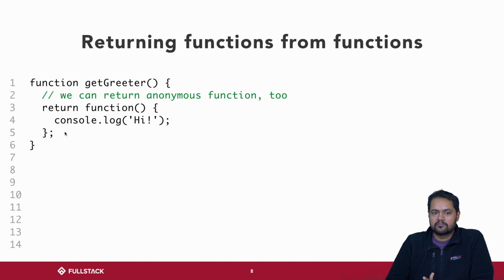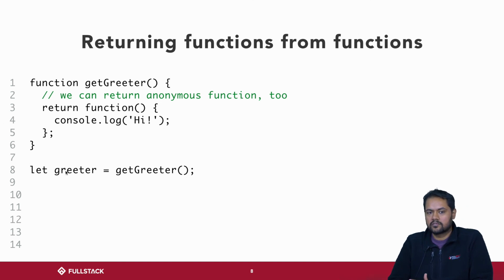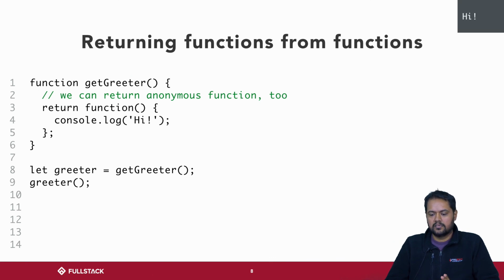Because all we're doing is just returning it, and then somebody's going to have to catch that return and put it in a variable anyway, which we are doing here. So there's no reason for the name, and an anonymous function is a lot easier. It's just a lot shorter. If we do let greeter equals getGreeter, and then we call greeter, we basically get hi.